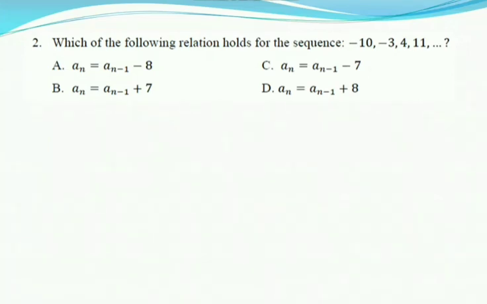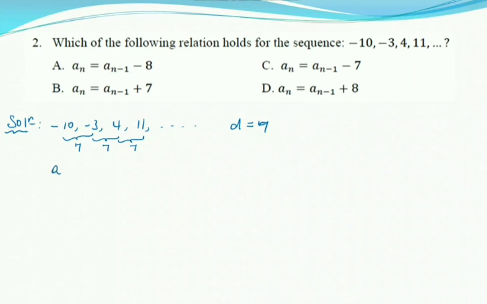Which of the following relations holds for the given sequence? The sequence is minus 10, minus 3, 4, 11, and so on. This is our sequence. Now let's check the difference. The difference between the first and the second is positive 7. Between the second and the third is positive 7. The same between the third and the fourth. So there is a common difference, which is 7. So this is an arithmetic sequence.